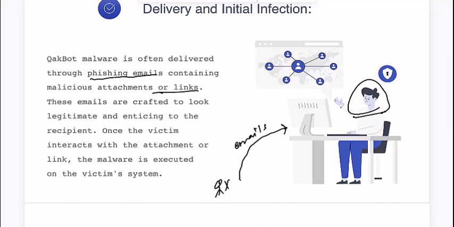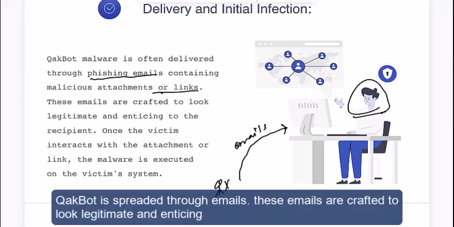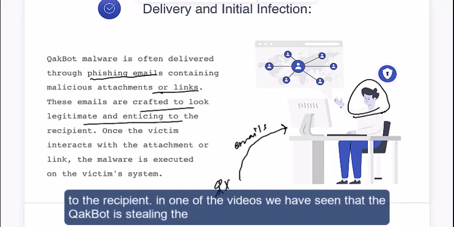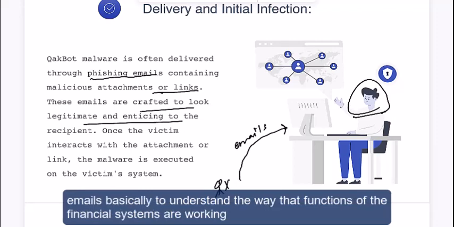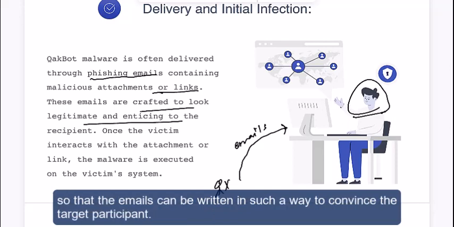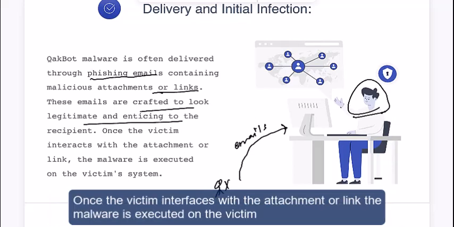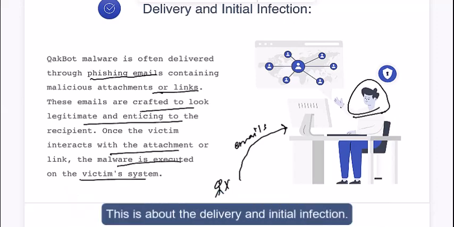So the major mode by which QakBot is spread is through emails, and these emails are crafted to look legitimate and enticing to the recipient. In one of the videos we have seen that QakBot is stealing emails so as to understand the way the financial systems work, so that emails can be written in such a way as to convince the target participant, right? Once the victim interacts with the attachment or link, the malware is executed on the victim system. So this is about the delivery and initial infection.